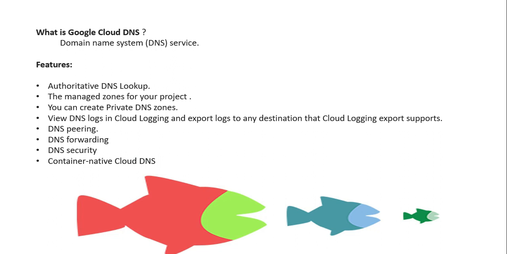Next one is viewing the DNS logs. Basically the DNS captures all the events, so we are able to export the logs themselves. Next one is DNS peering, which allows DNS queries with other DNS networks also. Next one is DNS forwarding. Basically we are forwarding DNS queries to a DNS outside the network.